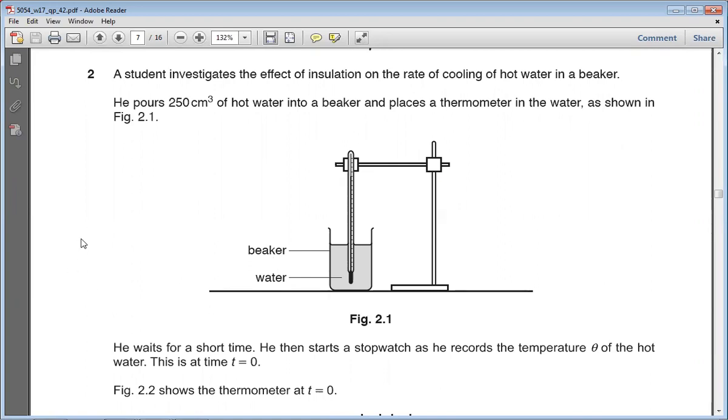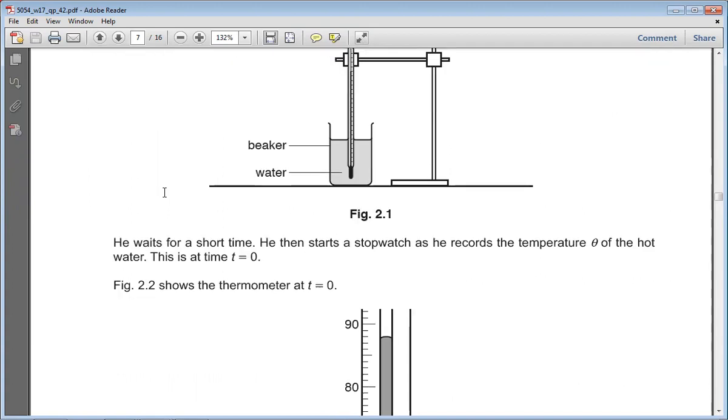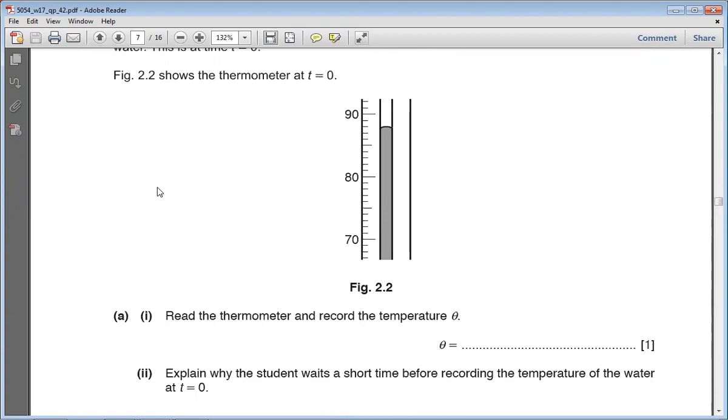He waits for a short time. He then starts a stopwatch as he records the temperature theta of the hot water. This is at the time t equals to 0. So after some time, he notes down what's the temperature and he starts the stopwatch, and the time he supposes is 0, and the temperature, whatever the temperature, he notes down. Figure 2.2 shows the thermometer at t equals to 0. Read the thermometer and record the temperature theta.